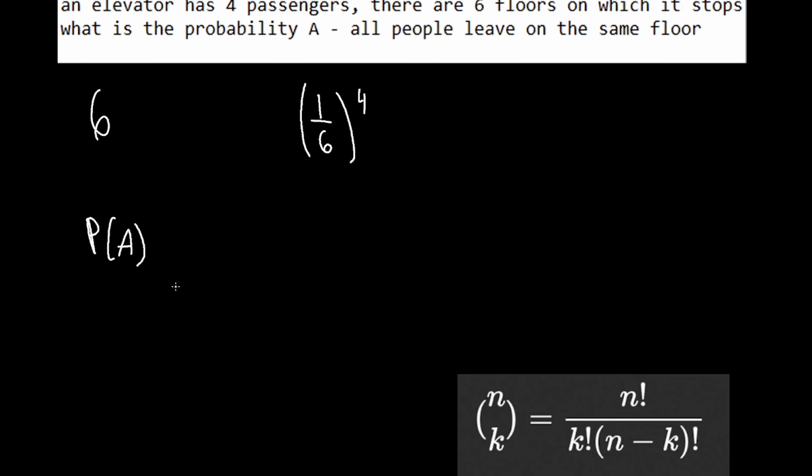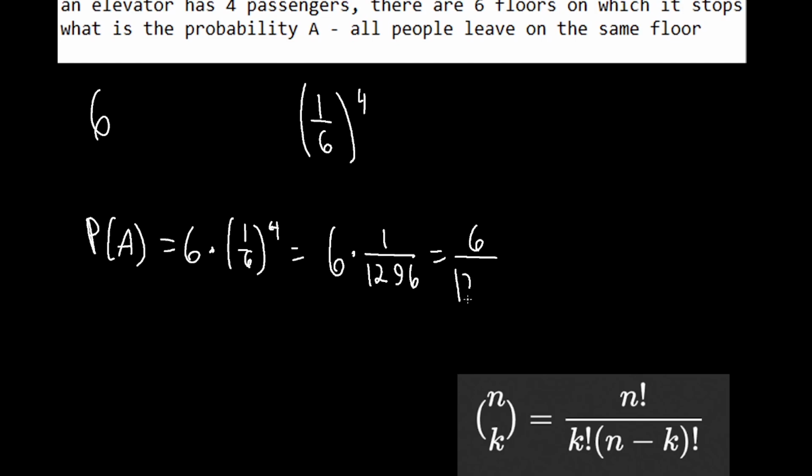It is going to be equal to 6 multiplied by 1 over 6 to the power 4. And that is going to be equal to 6 times 1 over 1296. You can notice that this denominator comes up in both the first exercise and the second exercise. And that is going to be 6 over 1296, which is 1 over 216, which is something very small.